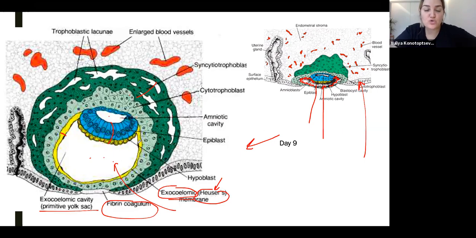On day 9, you're also going to see that the syncytial trophoblast has some kind of holes. We're medical students, we can't say holes. We replace it with a Latin name: lacuna. So the syncytial trophoblast starts to possess some spaces, some lacunas. These trophoblastic lacunas are very important because this is the area where maternal blood vessels are going to be entering.